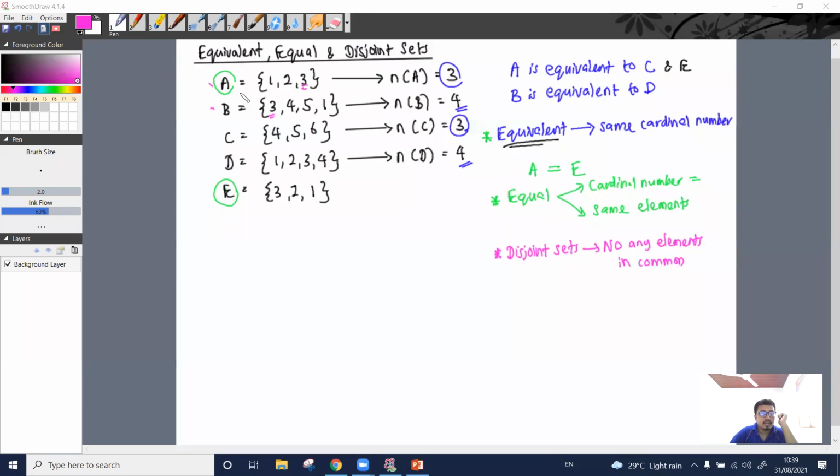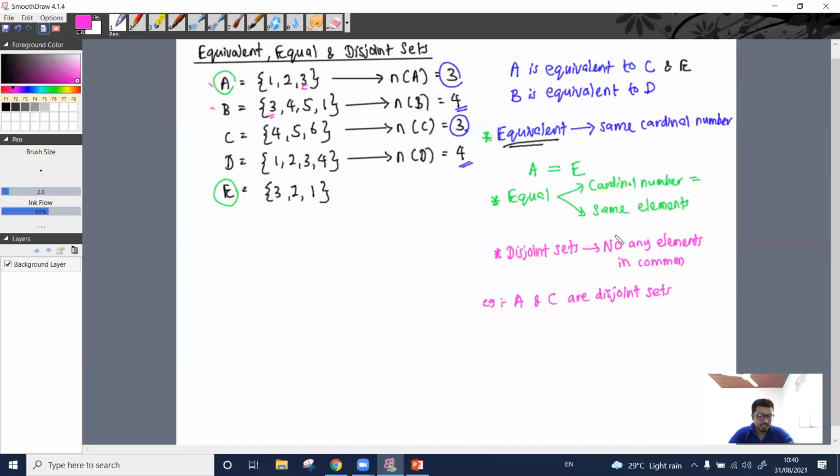No. Again, they are not disjoint sets. Here we have 1, 2, 3. The same elements we can observe in D as well, 1, 2, and 3. If there are any elements in common, they are not disjoint sets. So here the example is what? A and set C. A and C are disjoint sets because there are no elements in common.